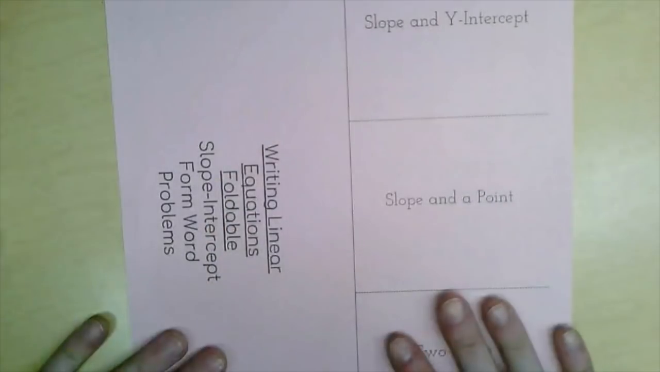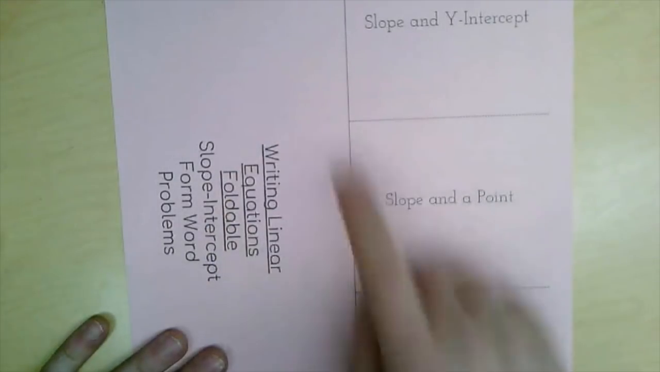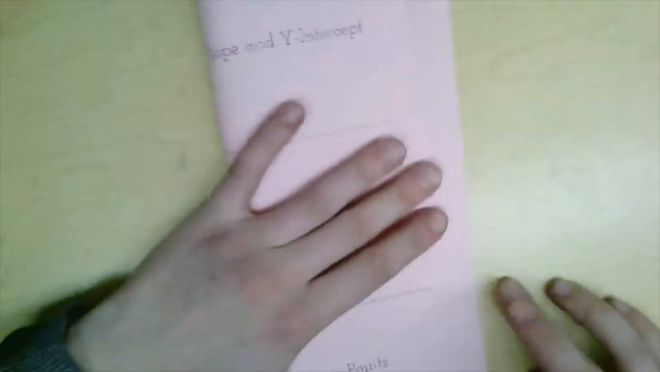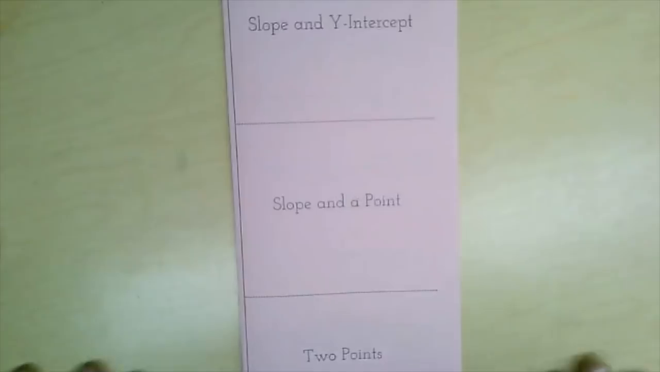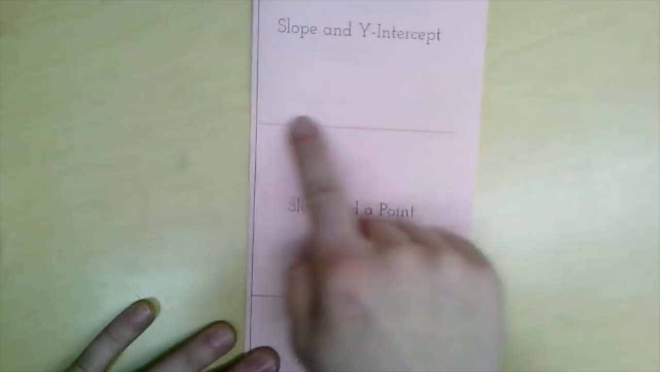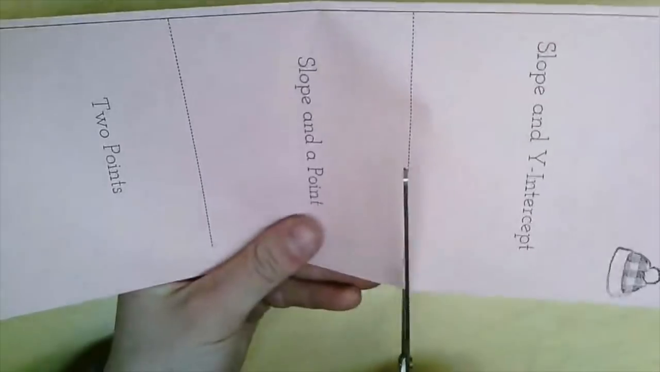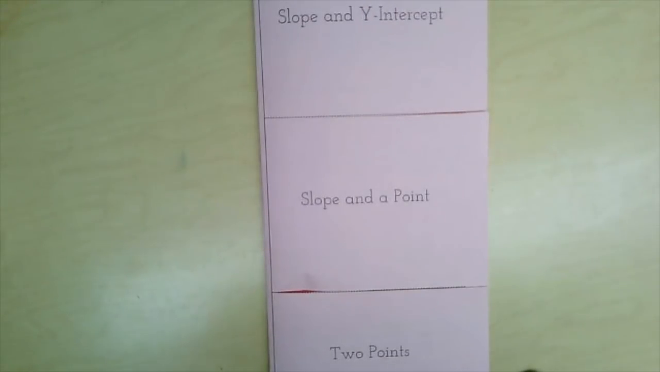First thing you need to do with your note sheet is fold it in half along this solid line right down the middle. After you fold it in half, go ahead and cut along the dotted lines. Make sure that you only cut the top layer and not the bottom layer. Once you have it cut out, we're ready to go.